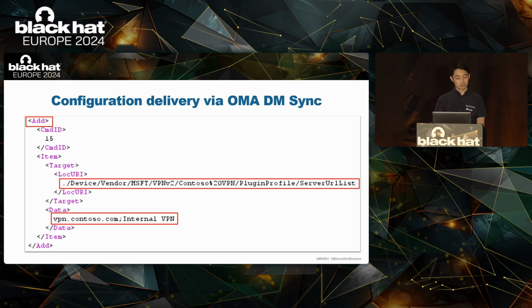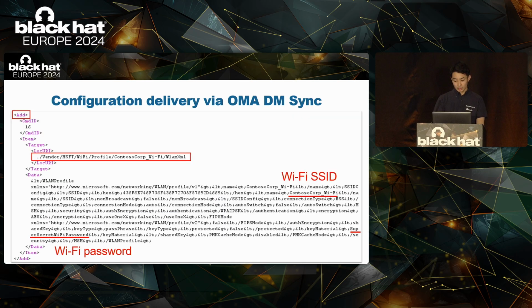And looking into the Intune application, I found that the device configuration is delivered through the communication between the device and the Intune management server. If you look at the DM sync message, the Add command contains the device configuration. This example shows the address of the internal VPN. And also Wi-Fi settings like SSID and password are delivered through the DM sync message. So these configurations are a great resource for attackers to break into the internal network of the target enterprise.